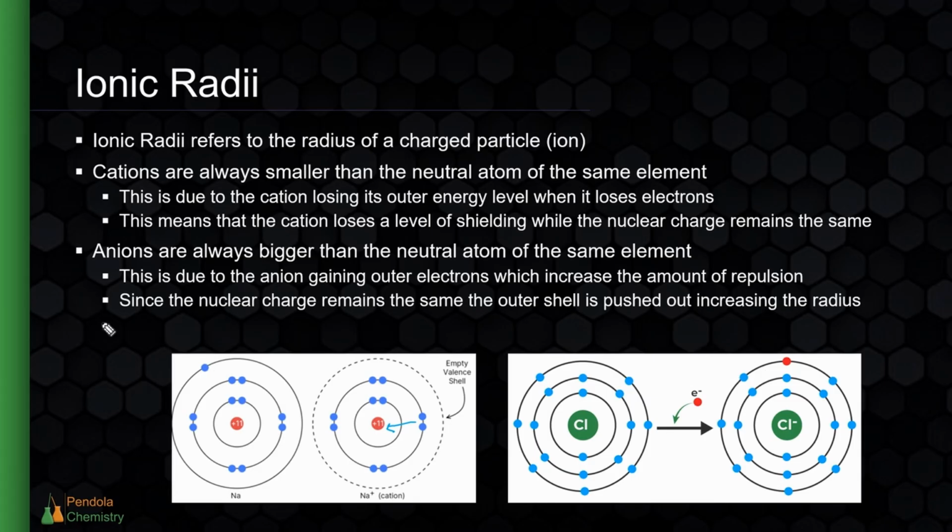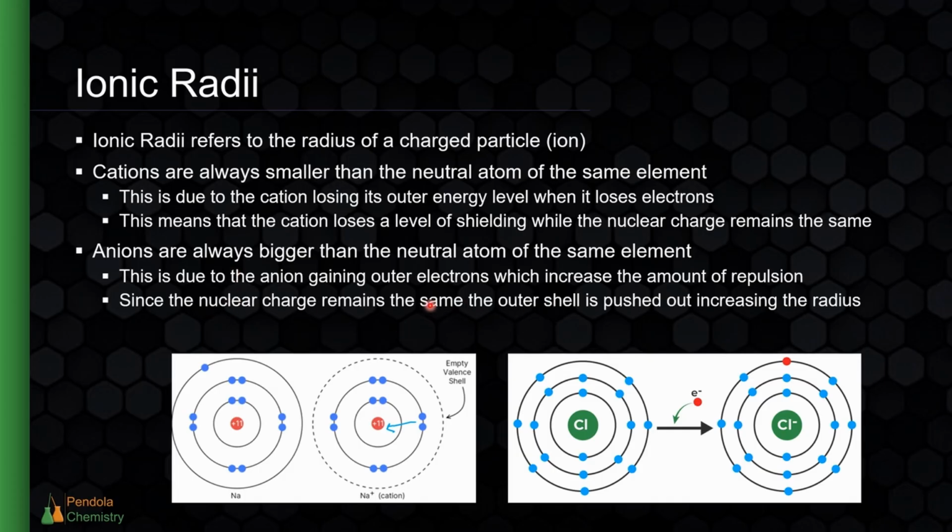On the other hand, when we look at an anion, and we'll take chlorine as an example, the chlorine goes from having all of these electrons to now having an extra electron when it becomes an anion, the Cl- anion. Anions are always going to be bigger than the neutral atom of the same element. So this Cl- anion is actually bigger than the Cl atom. And the reason for that is a little more complex.